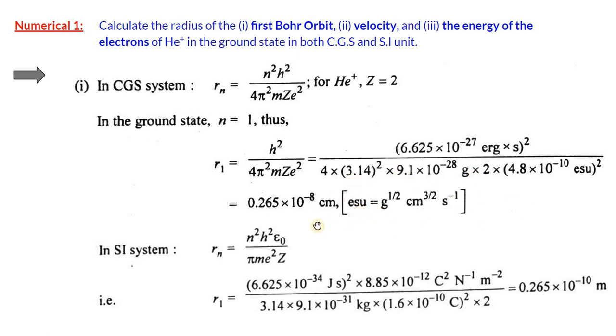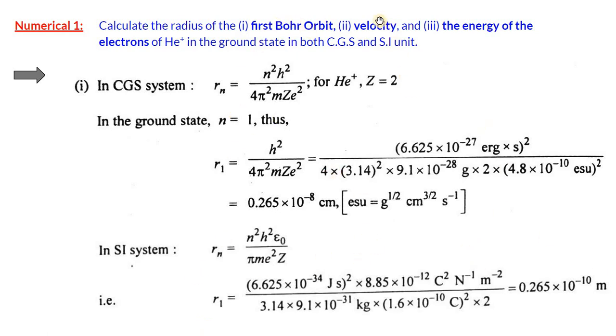Now let's have a look at the SI system. The equation is slightly changed, because we have to include the 4 pi epsilon naught value, which I have shown in my last video. See that and you will get this radius equation. Now if you put all these values in SI units, you will have this value, the first Bohr radius, Bohr orbit. This is also called the Bohr radius.